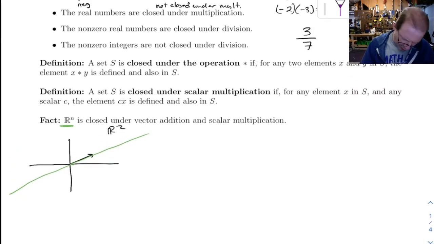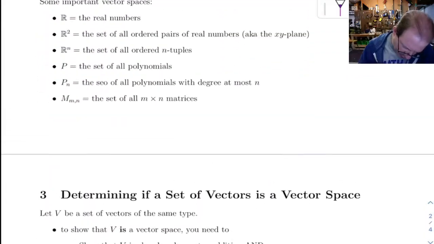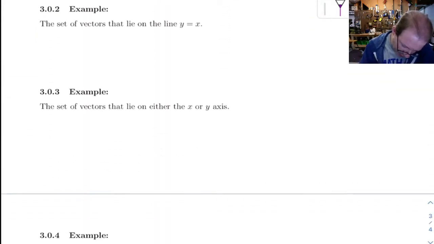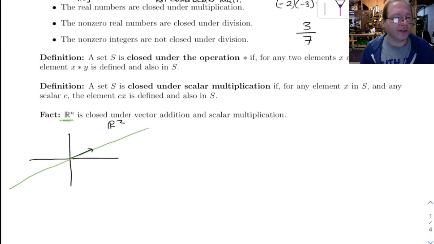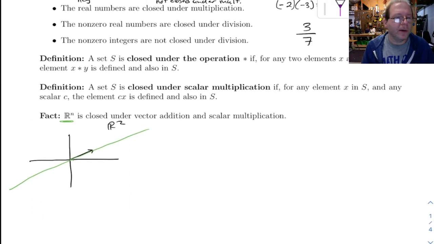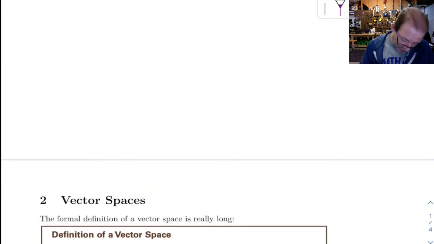There are some examples I want to look at. Let me see if I have already put them in here. Yeah, the examples I want to talk about we're going to get to later, so I'm not going to make them up right now. But anyway, this is the concept of closure, and we're going to use that when we define a vector space.